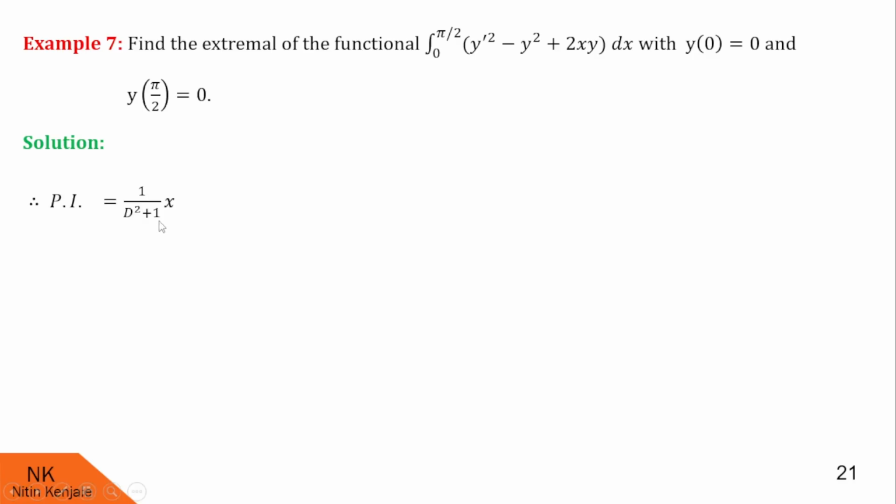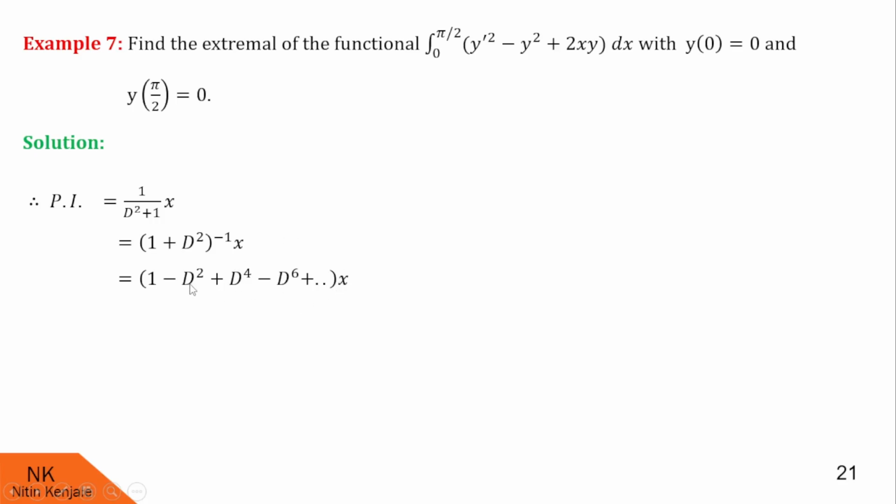Let us evaluate this. Let me write 1 upon D square plus 1 as (D square plus 1) inverse. Using binomial expansion, you can write this as 1 minus D square plus D raised to 4 minus D raised to 6 and so on, of x. Now taking this x inside, you get 1 into x minus D square of x plus D raised to 4 of x and so on.